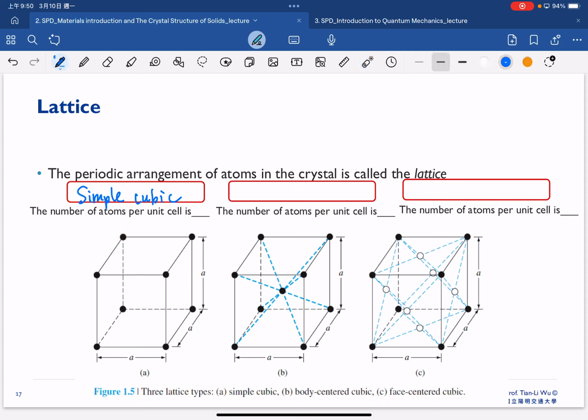So that means in this case we have 8 atoms in the corners, but each atom in the corner contributes 1/8 to this unit cell. So in the end, the number of atoms per unit cell is equal to 1. I think that's the very simplest case, the simple cubic.